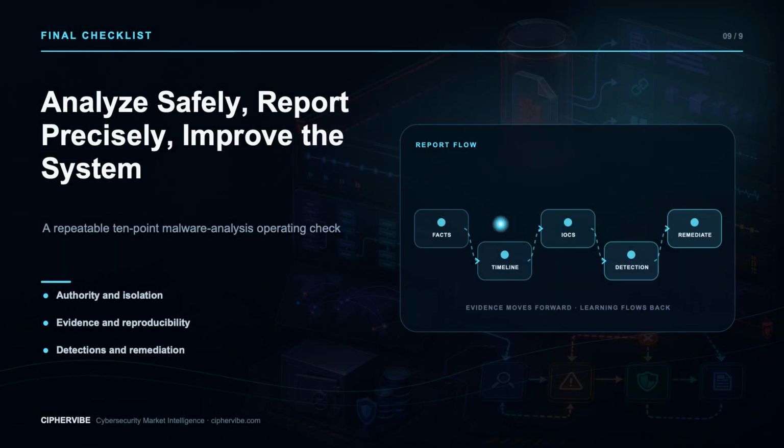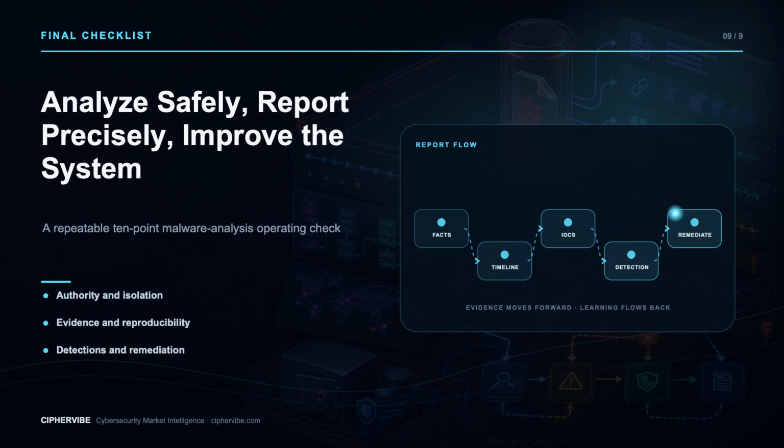Finish with the checklist. 1. Confirm legal authority, scope, and handling rules. 2. Preserve the original sample, provenance, hashes, and related incident context. 3. Use a dedicated, patched, isolated lab with no production trust paths or convenience sharing.